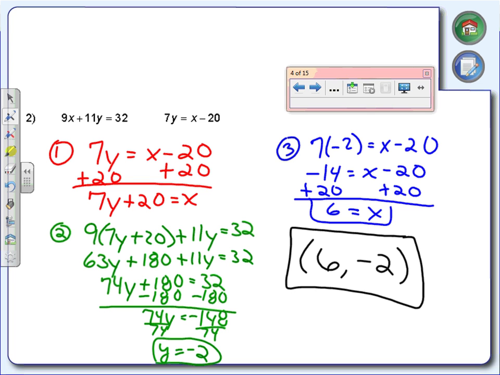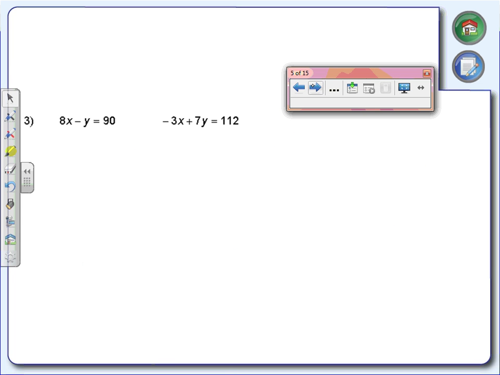All right, I want you to try one on your own for me. I want you to try number 3. Get number 3 all by yourself. I do want to caution you, make sure you take into account that there is a negative sign in front of the y. Be very careful. That is a negative in front of the y.